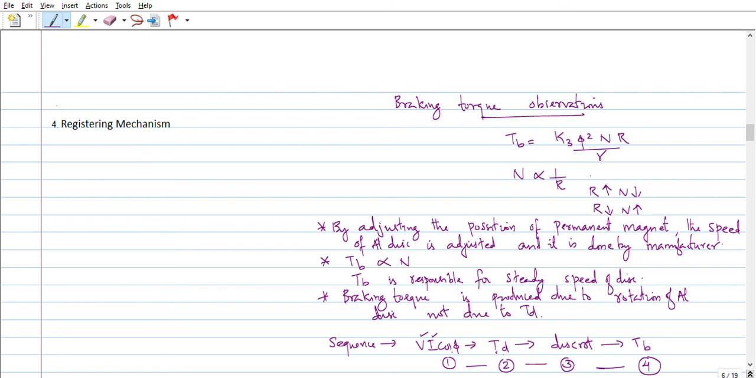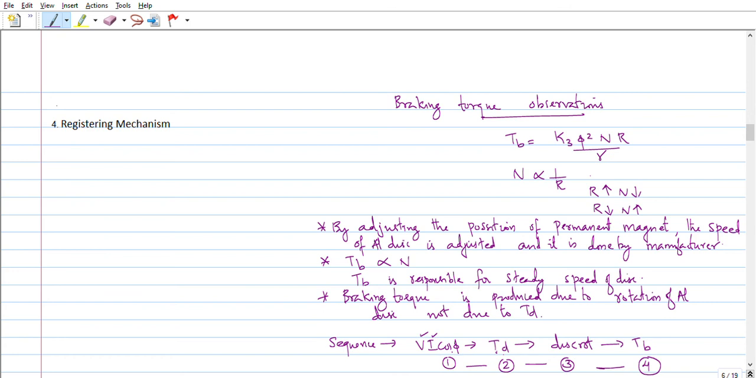That is the conclusion. ഓർത്ത് വയ്ക്കുക, ബ്രേക്കിംഗ് ടോർക്ക് ഇക്വേഷൻ K3 pi square nr divided by small r, that is n is proportional to 1 by r. Conclusion, as r increases, that means as the radius increases, that means the length between the center of the spindle and the permanent magnet increases, the speed reduces. അല്ലെങ്കിൽ തിരിച്ചാണെങ്കിൽ radius reduces, speed increases.